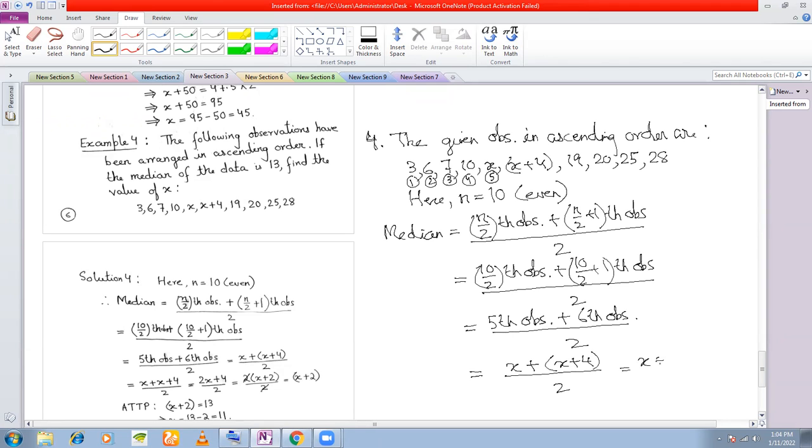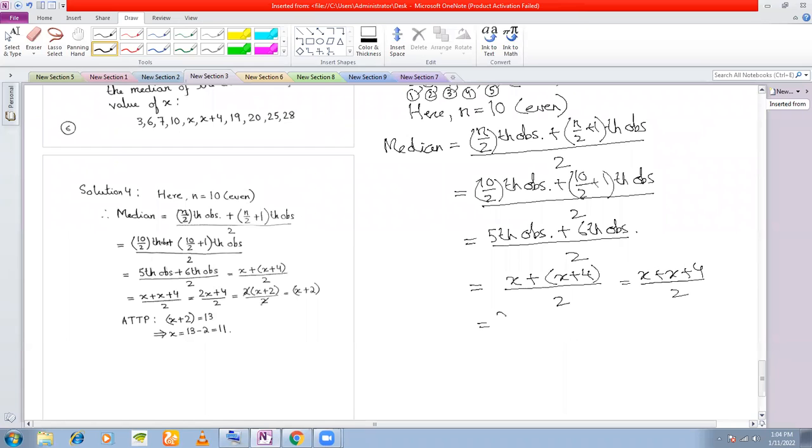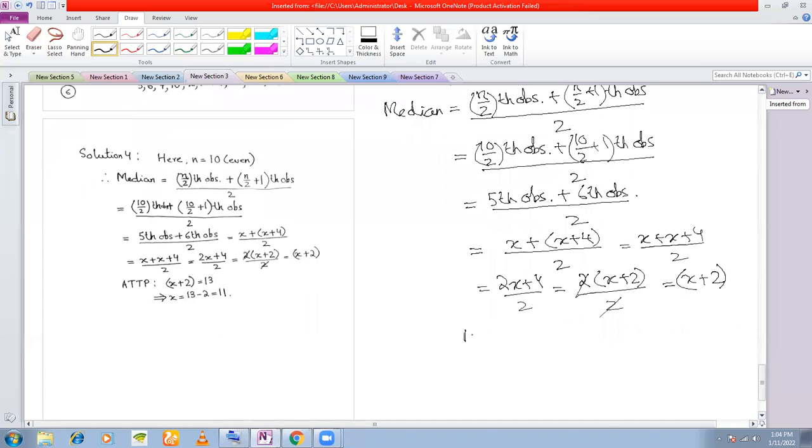So you get x plus x plus 4 here, divided by 2, which you get as 2x plus 4 divided by 2. Now you can take the HCF from 2x plus 4. Twice you can take out. You can write this as 2 times x plus 2 divided by 2. So 2 and 2 here cancel. So median you're getting as x plus 2. But what is the median given in the question? 13. So according to the problem, x plus 2 is equal to 13. Therefore, x must be equal to 13 minus 2. That means x must be equal to 11. And that's your answer.